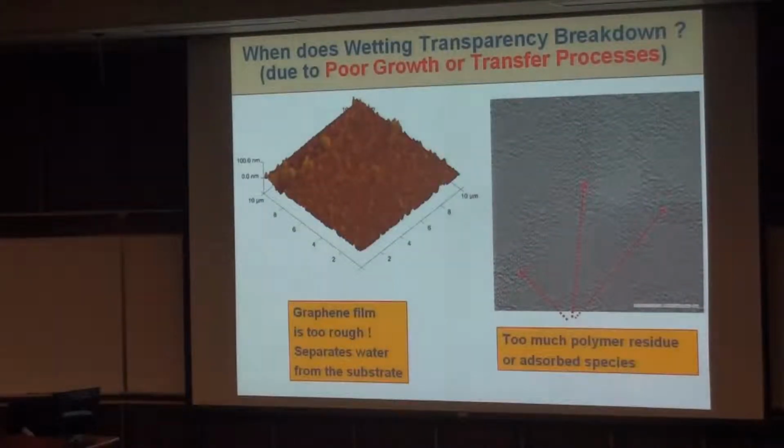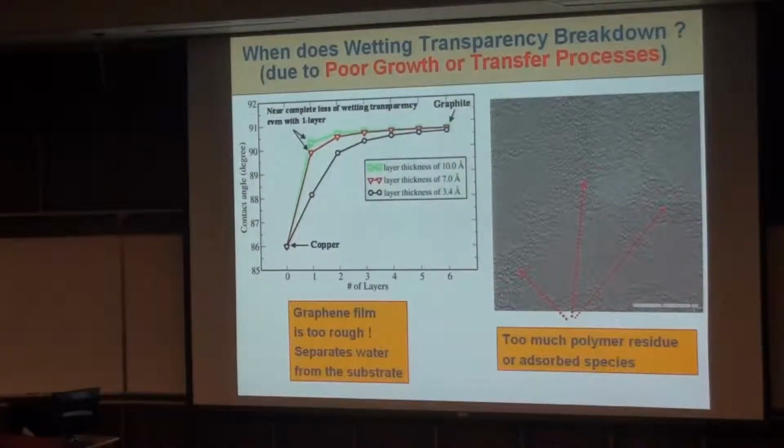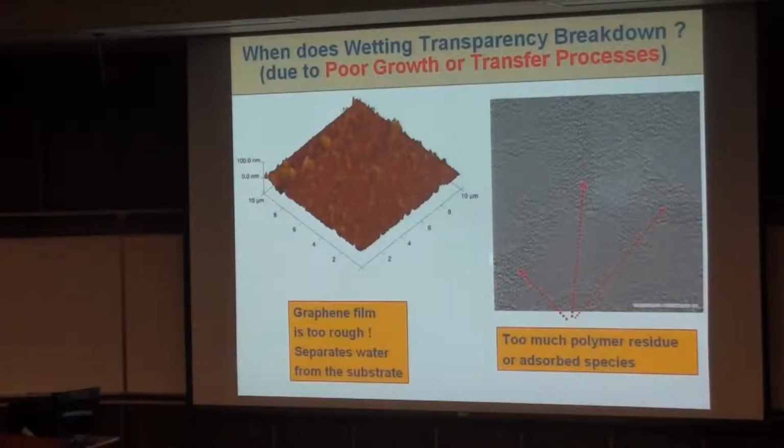Okay, also, there are issues with growth. If you don't grow it well, the substrate is too rough, then the problem is that the spacing increases and then you won't see the effect. Also, the transfer is very important. If you do a bad transfer and there's too much junk on the graphene surface, obviously, that's an issue. So you have to be very careful with how you make these samples and how you transfer them.